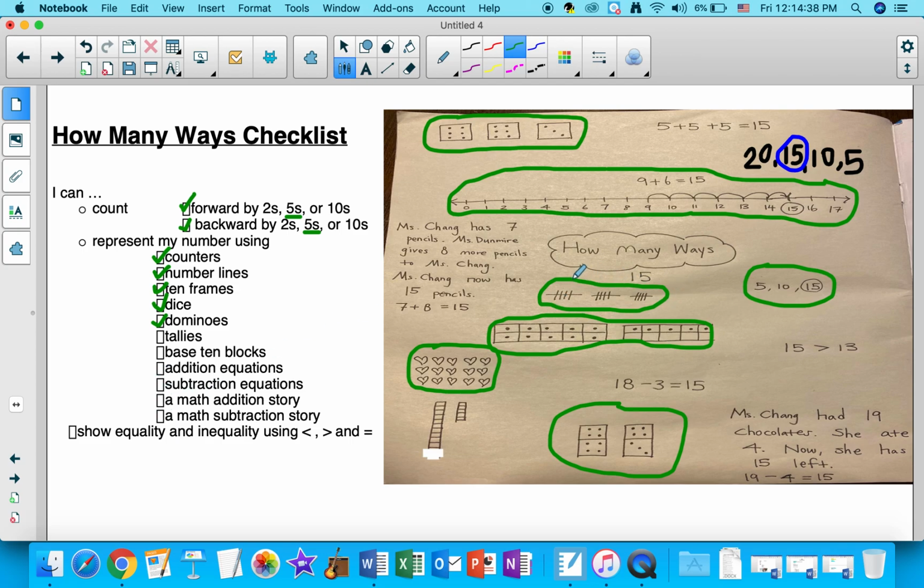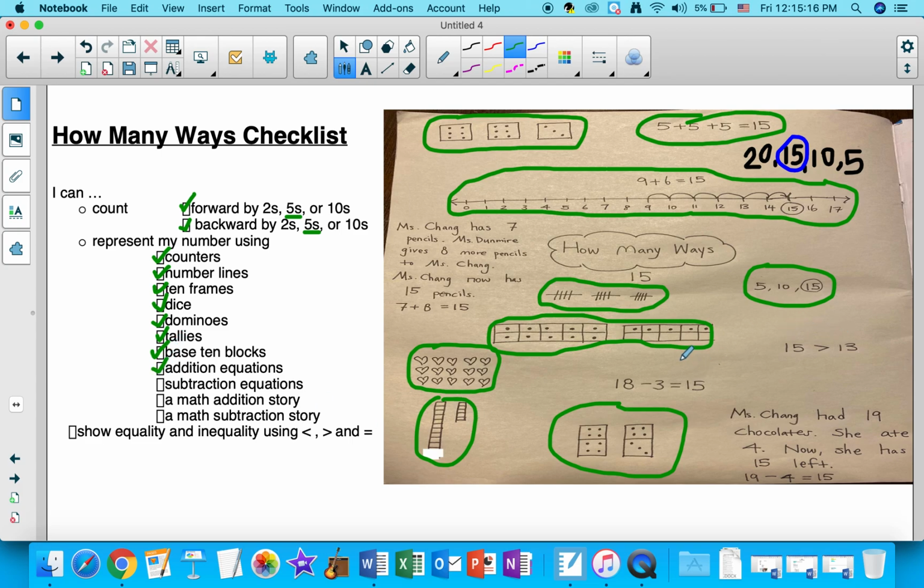Okay, so I use tallies right here. So tallies is a check mark for me. Did I use base 10 blocks? Oh, I see base 10 blocks right here. I use base 10 blocks, so check mark for base 10 blocks. Did I use an addition equation? 5 plus 5 plus 5 equals 15. So that's an addition equation. I can put a check mark on addition equation.